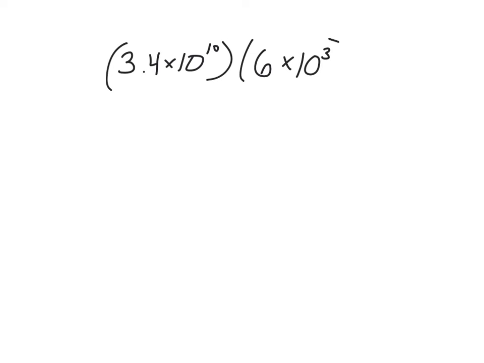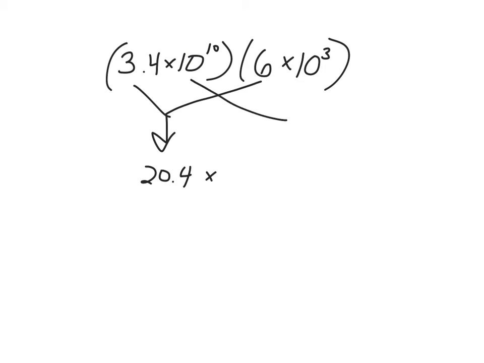All right, let's write an example here. How about 3.4 times 10 to the 10, times, how about 6 times 10 to the 3. All right, so we're going to multiply these together. So again, you're going to take 3.4 times 6. That should be 20.4.